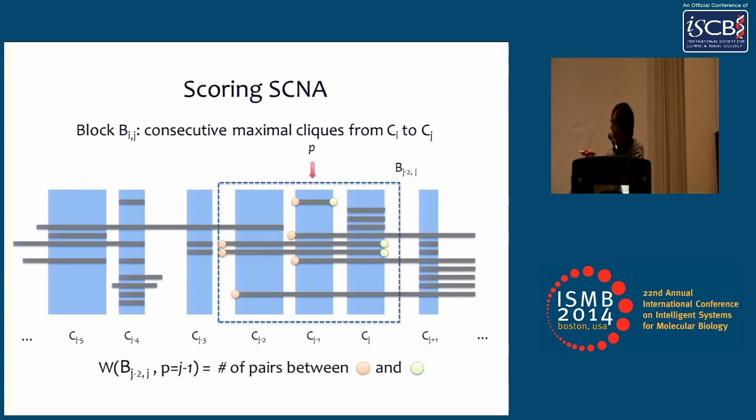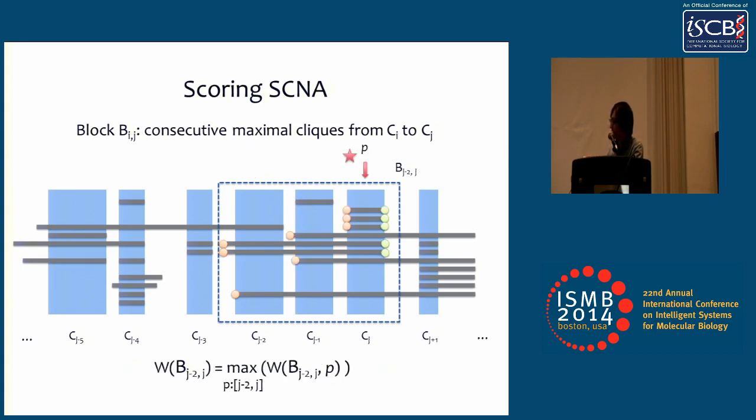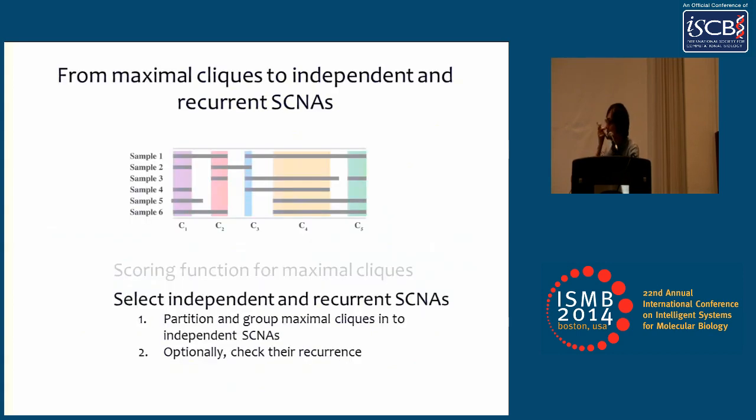And since you want to guarantee to find the best pivot inside the block, we go through all of them. This is a P at the J minus 1. We get a score. And also you can try this one and get the same score, and then find the maximum one as the pivot. Okay. So we understand how to score the maximal click by either a single one or multiple ones.